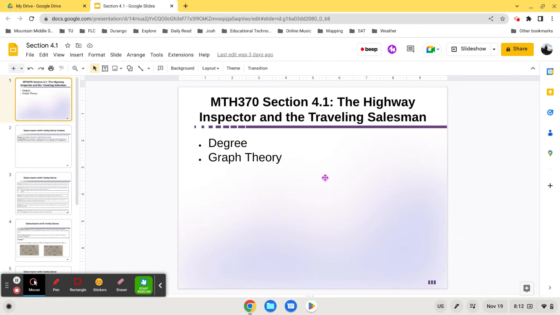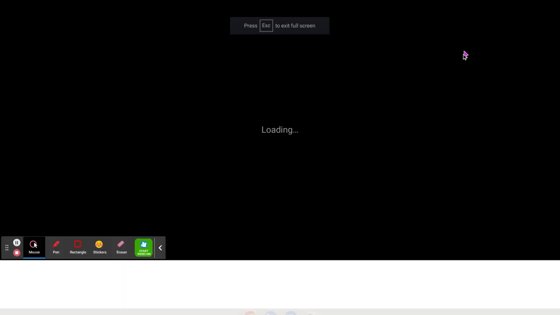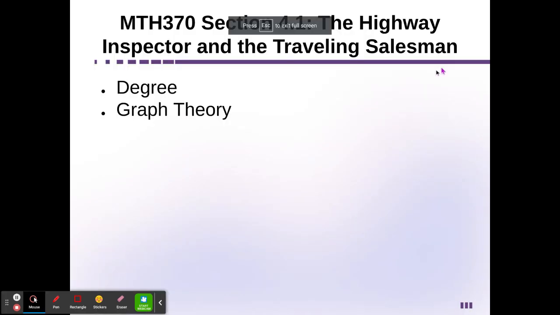All right, so here we go, 4.1. In this section, we're really just leading into the idea of graph theory by looking at specifics inside of it in more of a modeled situation. If you want to start off in section 4.1 and just read, you've got the highway inspector and the traveling salesman, and just read the little story there. So I'm just going to jump into that.